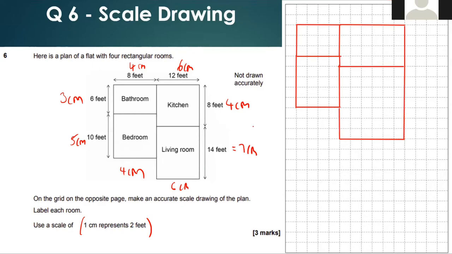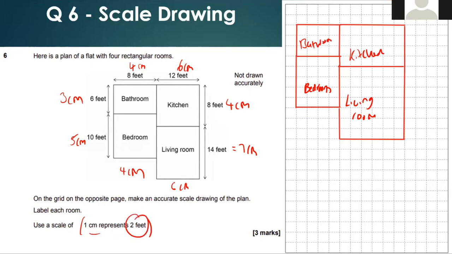And it says label each room. So I need to make sure that I label each room with the correct scale now I've done that. So obviously I know that this is the bedroom. I know this is the living room. This is the kitchen. This is the bathroom, okay? So you can see that I've done an accurate scale drawing when I've converted this by using the scale.